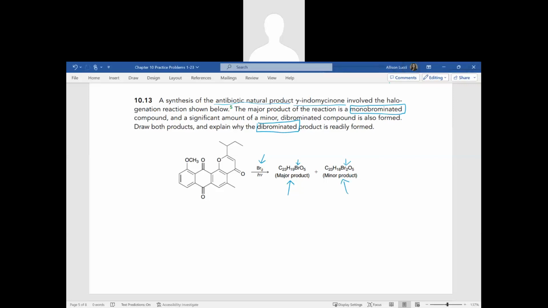So where would these sites of bromination be? Let's look at this molecule and see if we can figure this out. We know that our hierarchy of radical sites would be that a tertiary would be more stable than a secondary, and a primary would be the least stable radical site.